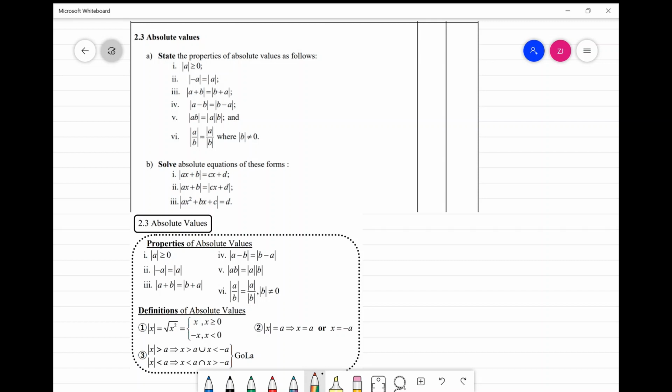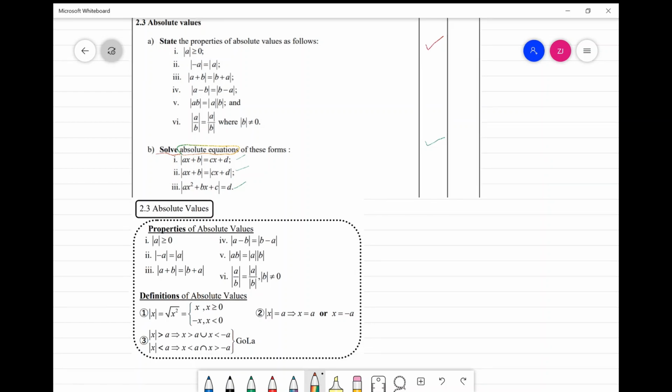Okay, we have covered A just now. So now let's cover the second learning outcome. The second learning outcome says that we're going to solve the absolute equations of these forms. Before we discuss how to solve these absolute equations, let's define the absolute values.